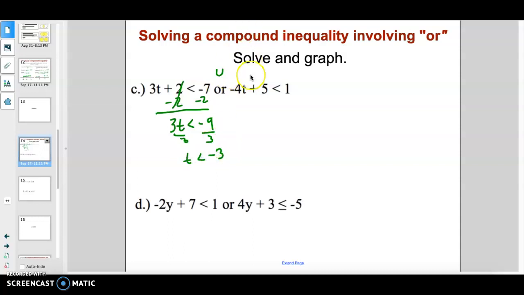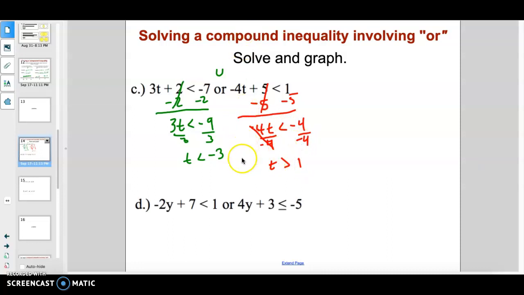Then on the other side, we have to solve this inequality. So we're going to do -5 on both sides. -4t is less than -4. And then remember, when you divide by a negative, I'm supposed to say divided by -4, we are going to flip the sign. So you're going to now make it a greater than sign, t > 1.